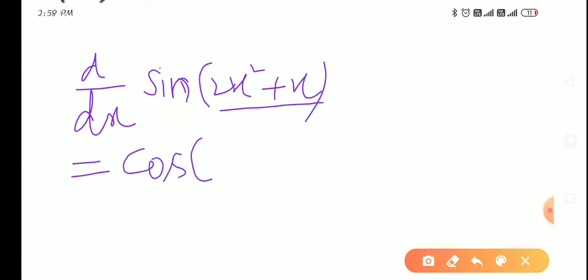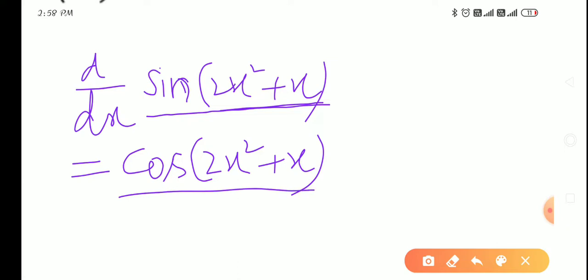X means 2x square plus x. I already told you, you have to suppose in the mind 2x square plus x as x. But you will write 2x square plus x. You will not write only x. You are supposing in the mind so that it will become easy. In that case, you will take only differentiation of sin x. Sin x differentiation is cos x, cos of 2x square plus x.